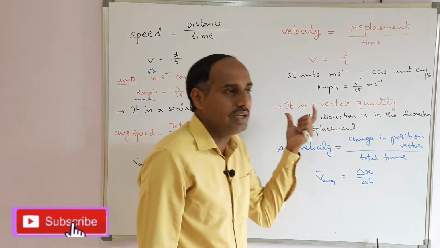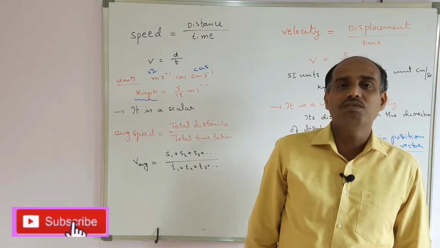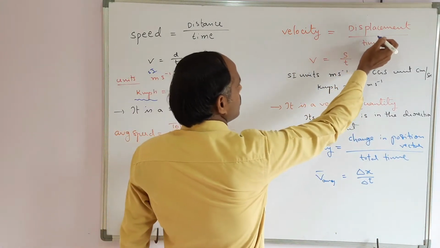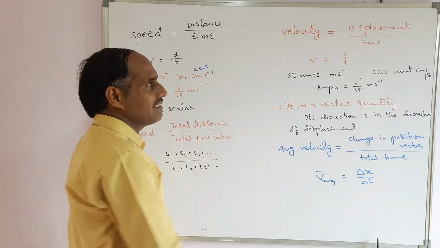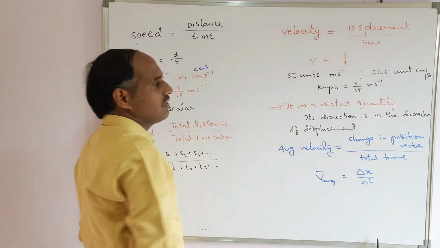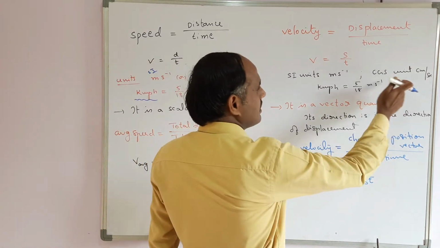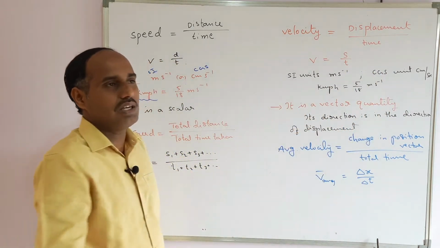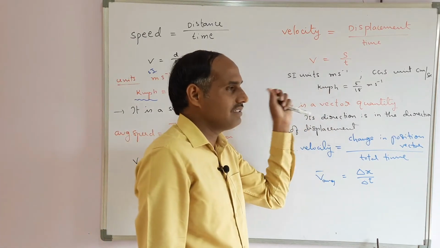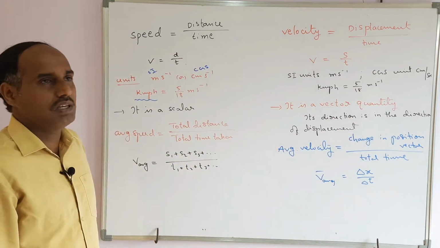Coming to velocity, the velocity of a moving body can be defined as the displacement of the body per unit time, which means velocity is equal to displacement by time. As displacement is measured in meters and time in seconds, its units are meter per second again, and centimeter per second are the CGS units. Velocity is also measured in kilometer per hour, and the conversion is similar to speed: 5/18 meter per second is equal to 1 kilometer per hour, right?